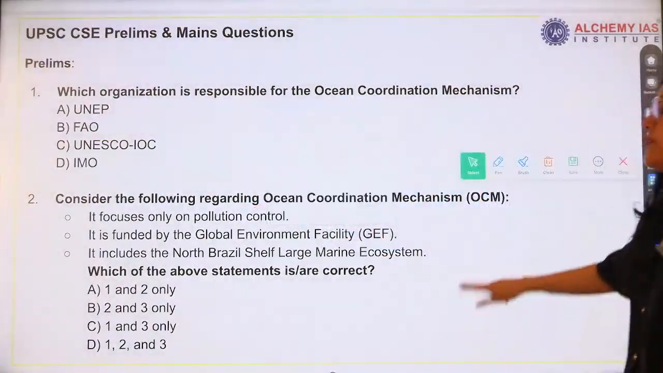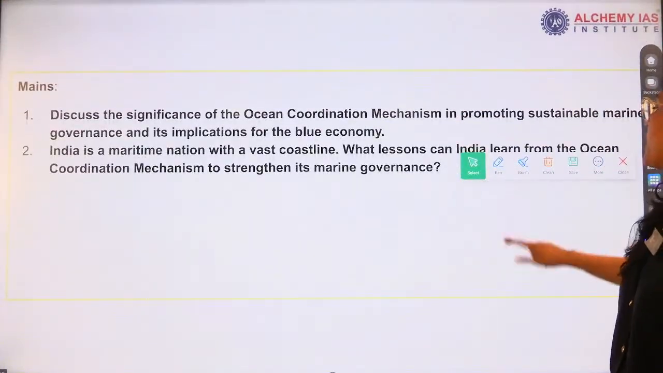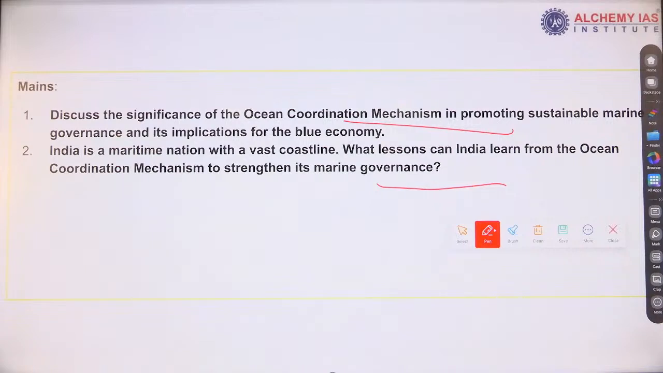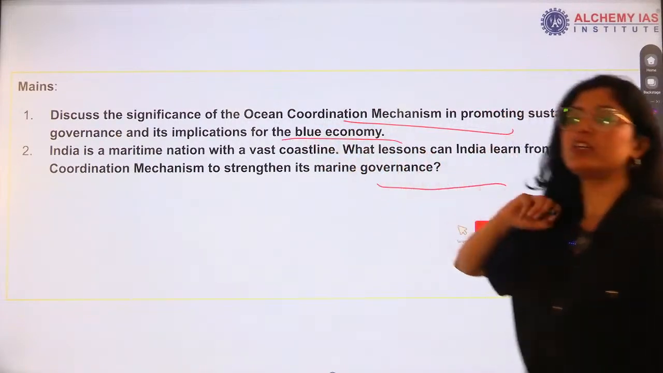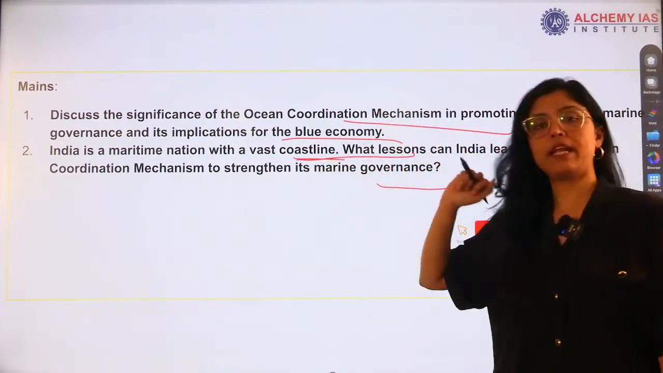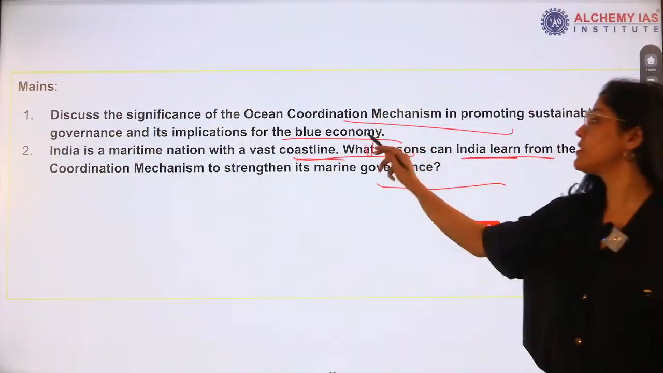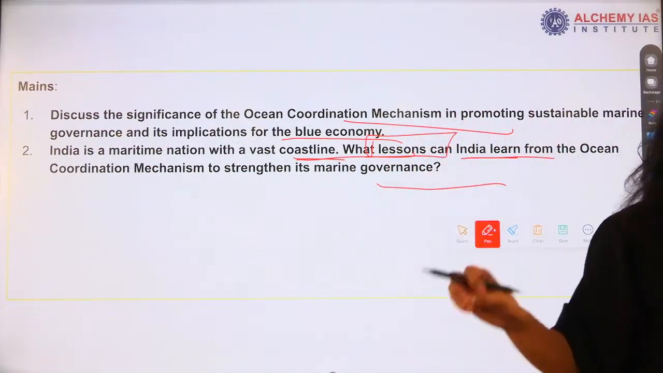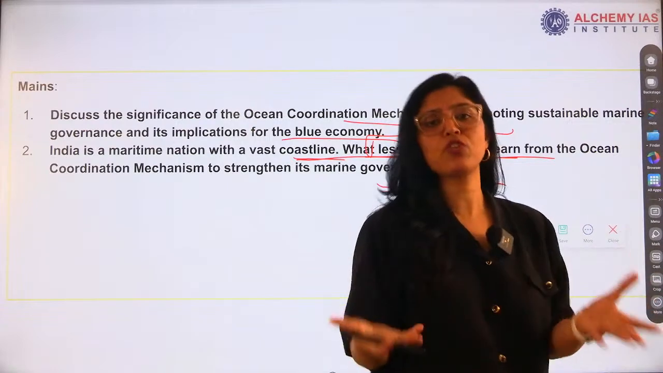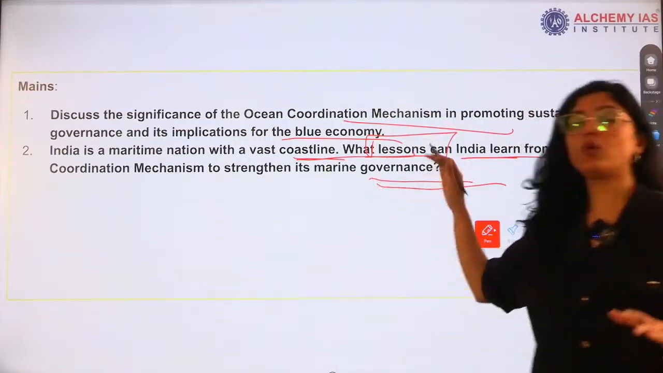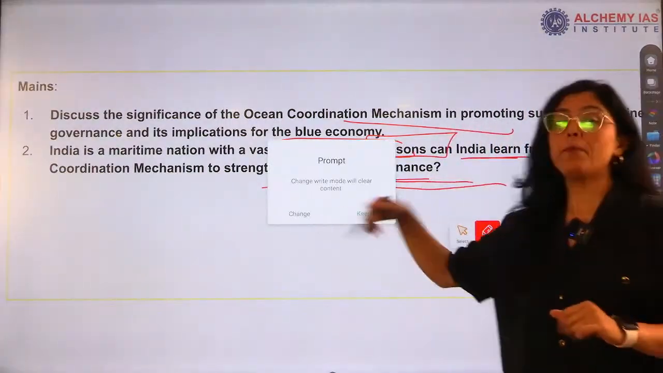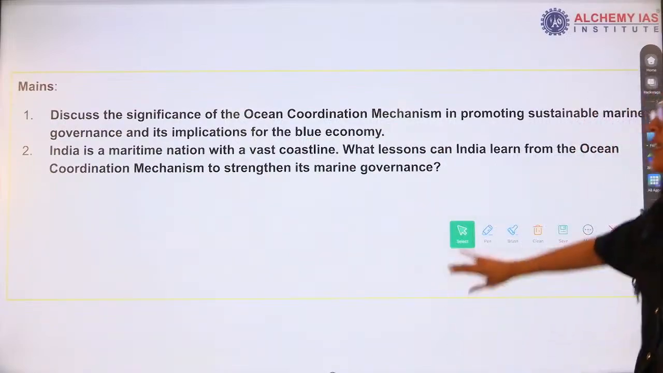Next are mains questions. What kind of question can come? Discuss the significance of OCM in promoting sustainable marine governance and its implication for the blue economy. Next question: India is a maritime nation with a vast coastline. Very important. What lessons? The lessons part we have already dealt with. Please write the answer to these questions, in bullet points or paragraph form. It depends on you how you present the ideas, and what lessons India can learn from the Ocean Coordination Mechanism to strengthen its marine governance. Marine governance, fisheries governance, very, very important.